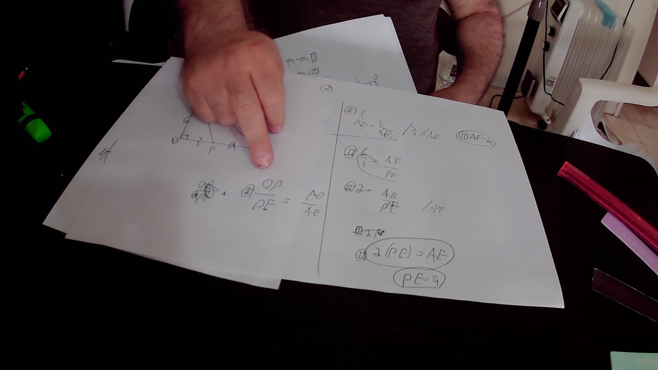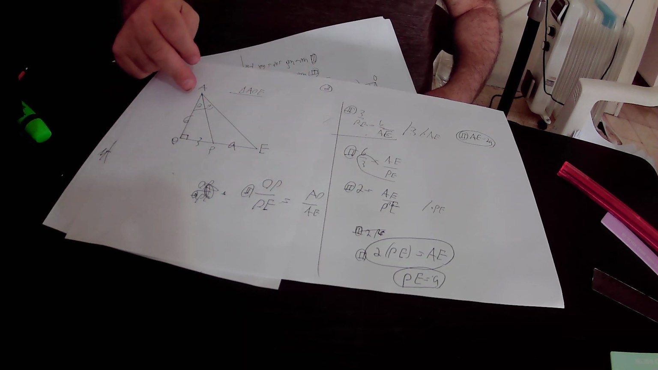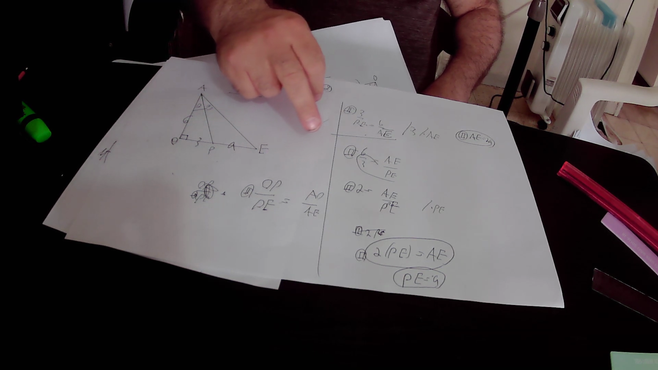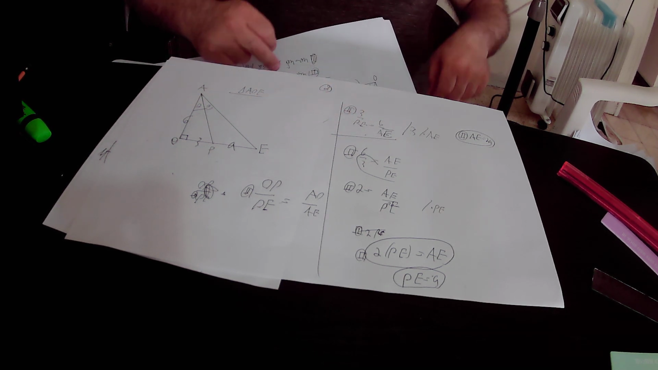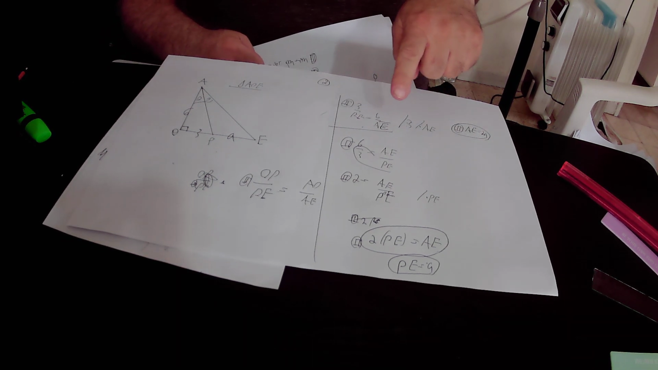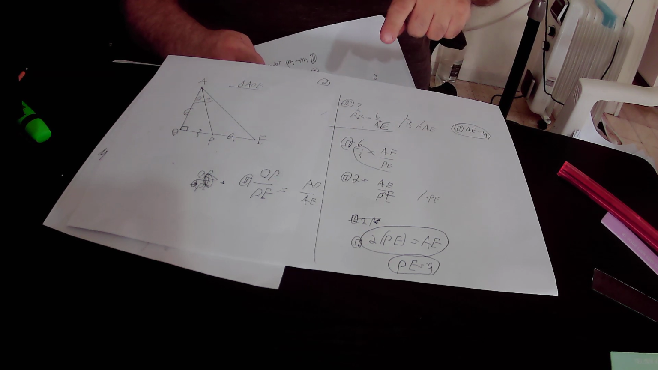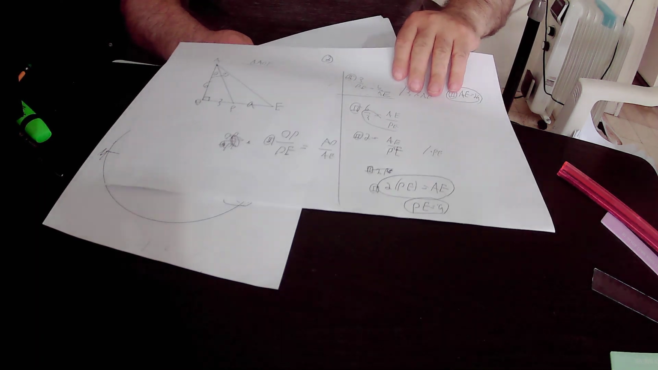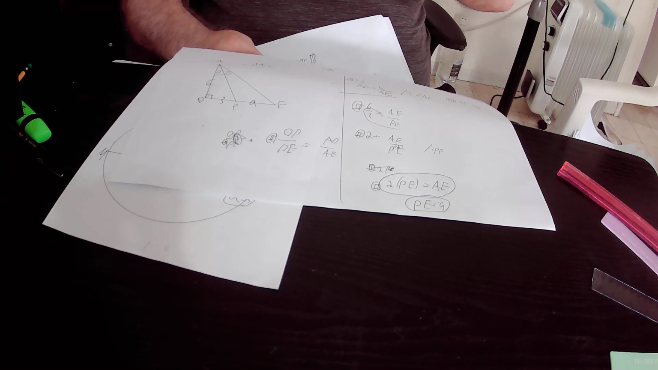So here we have OP is 3 over PE, and OA equals 6 units according to what is given in the question. So on the other side of equation number 2, we have 6 over AE. Here we divided equation number 2 by 3 and multiplied by AE, and we got that 6 over 3 equals AE over PE. 6 over 3 is 2, so in conclusion, according to equation number 2, 2 times PE equals AE.